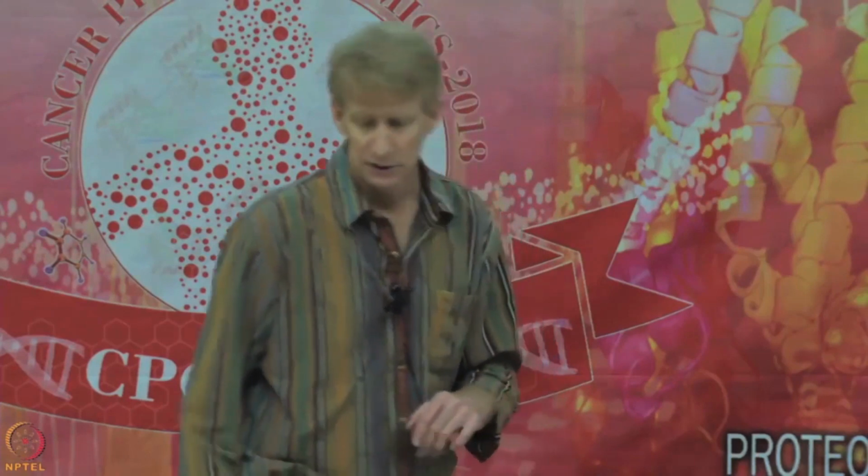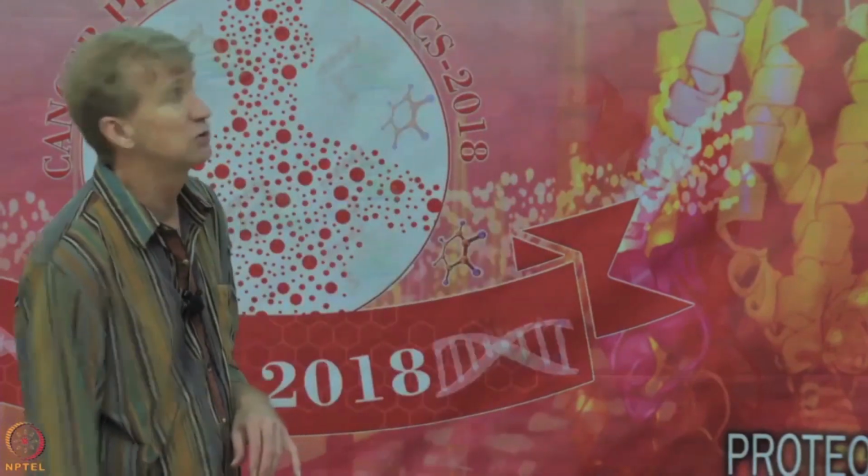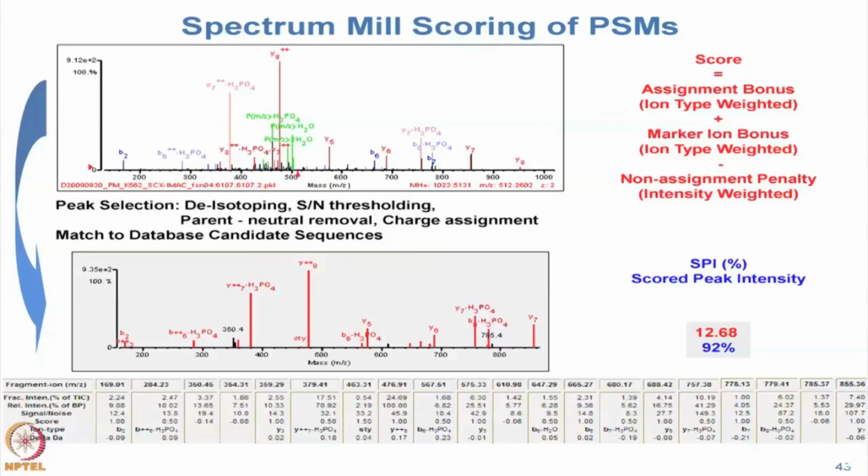This is how the spectrum is scored in my software called SpectrumMill. Up here is shown all of the peaks that are present in the spectrum as it's generated from the instrument. The instrument doesn't have it colored blue, red, and green though. It's all black. There's a pre-processing step that does peak detection, de-isotoping, signal-to-noise thresholding, and removes apparent neutral loss peaks. These are the only peaks that are left that are subject to the scoring.